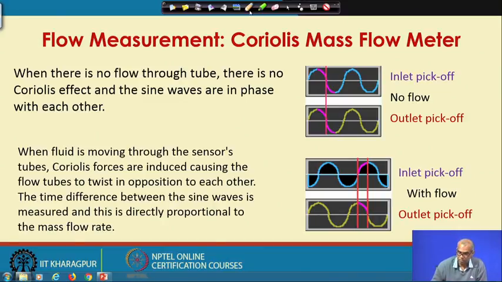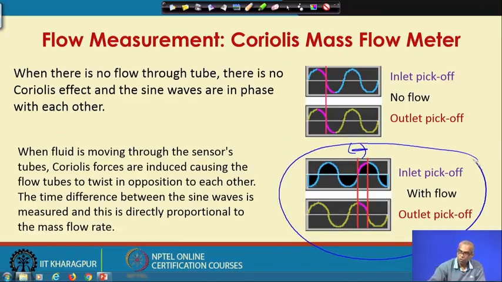So, there will be a phase shift, which can be measured in terms of the time difference, and this is directly proportional to the mass of the fluid flowing through the sensor. So, this time difference or phase shift is directly proportional to the mass flow rate. So, this is what happens when you have flow through the sensor tube.